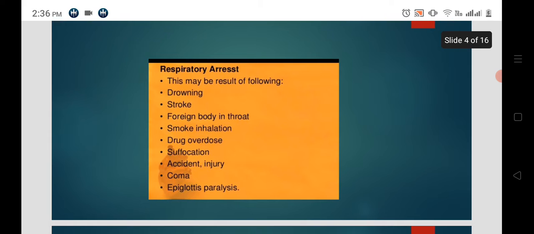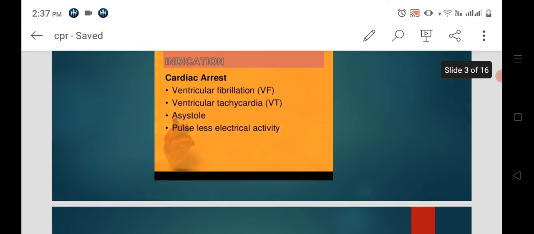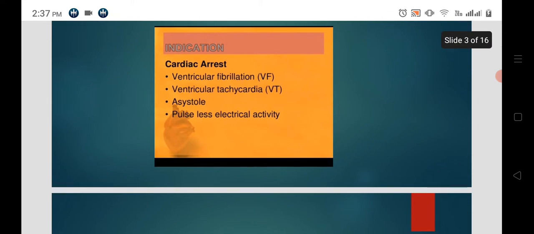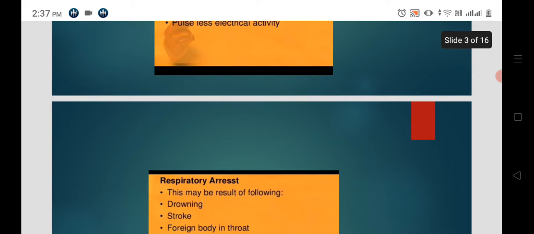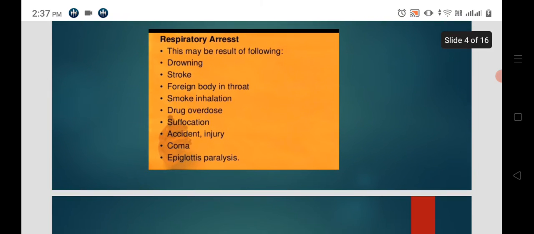a stroke, or a foreign body is stuck in his throat, or in smoke inhalation conditions, or in drug overdose, or in a suffocating patient, or it may be in road accidents, or in an injury, or a patient may have gone into a coma, or in the epiglottis paralysis stage. In all these conditions, you can perform CPR. It's a life-saving procedure. Anyone can do this. In road accident conditions too, you can perform CPR before the ambulance comes.